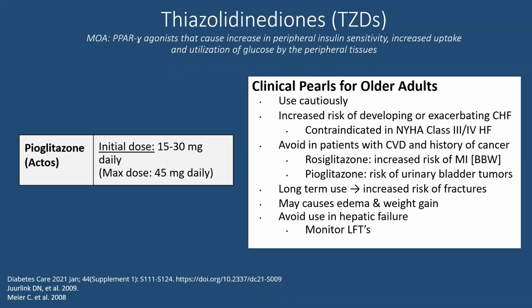If you're as old as I am, you probably remember Rezulin, which was released on the market and taken off because it caused severe liver toxicity. And then Actos and Avandia came out, and Avandia is now not a preferred agent. So we're kind of left with Actos.